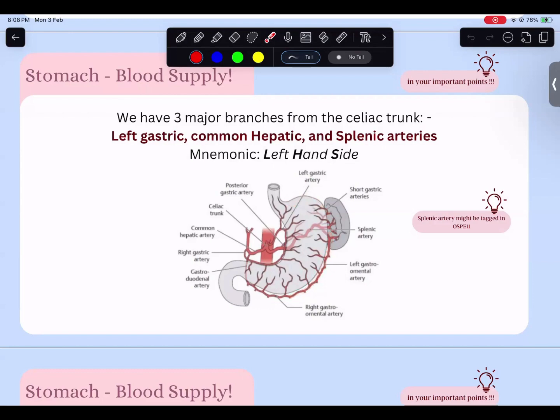Okay, then you're going to have the common hepatic artery, from the celiac trunk. It's going to give you your hepatic proper, which is going to give you your right gastric. It's going to come here. And then it's also going to give you your gastroduodenal. Gastroduodenal goes down, gives you your right gastroepiploic. Is that clear?